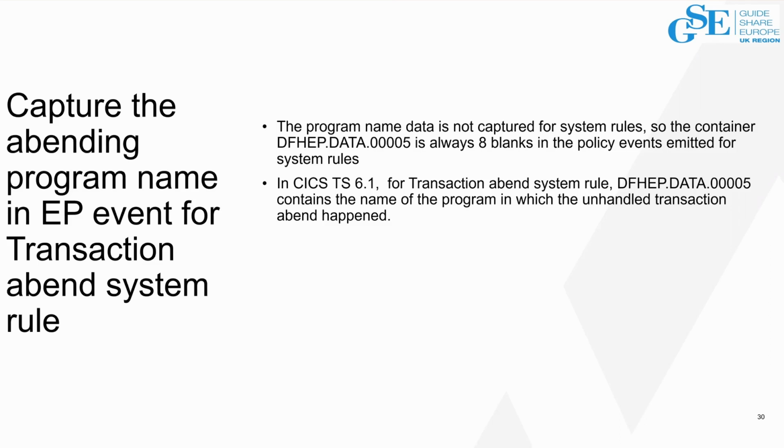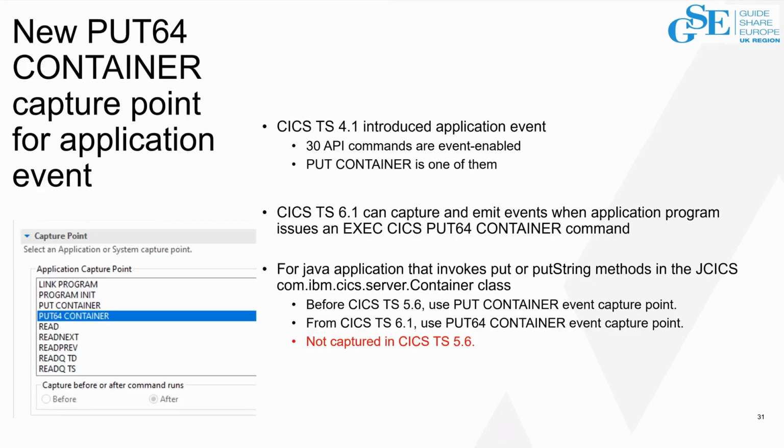So that was fairly easy to fix. In 6.1, the transaction abend system rule, the metadata that we pass to the event adapter, will contain the name of the program that had the unhandled abend. This is the one I got ahead of myself.